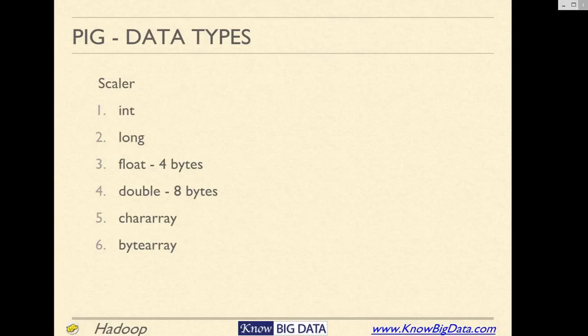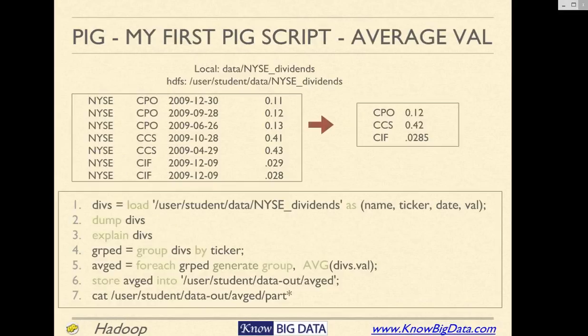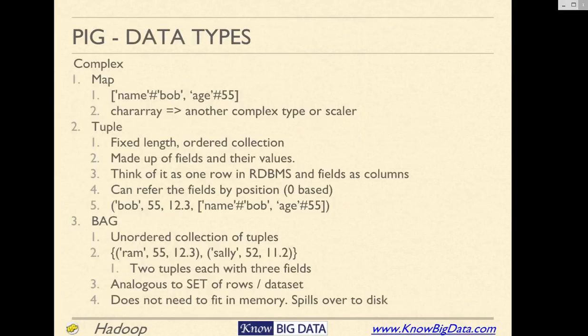Byte array is also an array of bytes. So basically it is the data in its most raw format, right? Since in the previous problem we did not specify the specific data types, Pig just assumed everything to be byte array, right? So these are the complex data types.